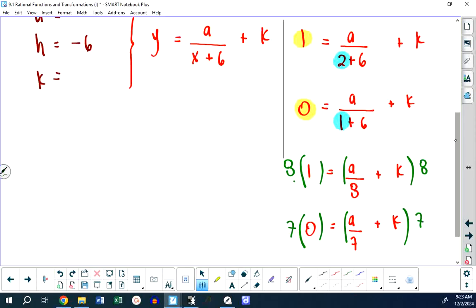So what does equation 1 become? Well, it becomes 8 is equal to a plus 8k. So 8 times 1 is 8. 8 times a over 8 is just a, and then 8 times k is 8k. The second equation, equation 2: 7 times 0 is 0. 7 times a over 7 is a. And then 7k.